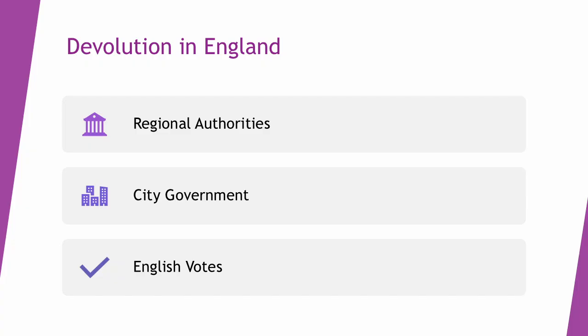English votes for English laws was introduced to give English MPs greater say over laws affecting only England through procedures established in 2015, which has addressed concerns over legislative fairness but also complicated parliamentary procedures. Devolution in England has led to greater local decision-making but has also raised questions about the asymmetry of devolution within the UK, influencing debates on constitutional reform.